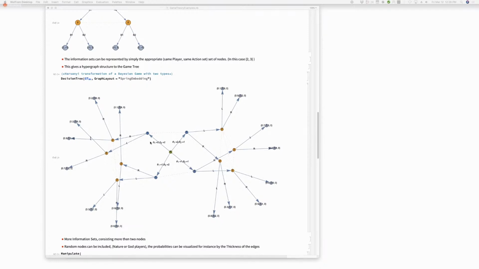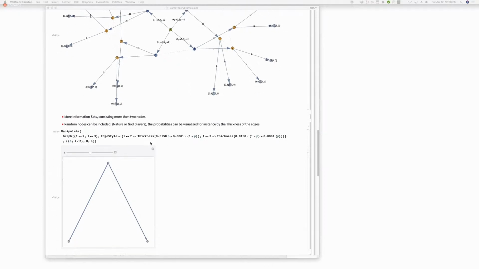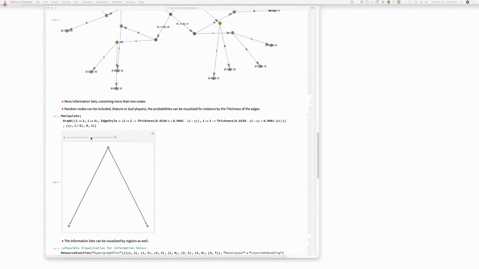And here you can see a hypergraph structure where the information sets for player 2 are actually 4-node subsets. I get it. So for the physics project, we have a bunch of hypergraph functionality and visualization. Yes, that's what you will see if you go a little further down. Okay, all right, fine. Here, for example, in a Bayesian game, we need to specify the probabilities of how nature works. And maybe by specifying the thickness of the arrows, you can nicely visualize probabilities as well, on these decision trees.